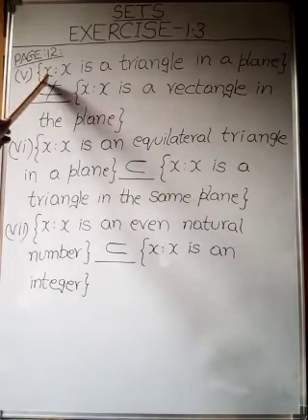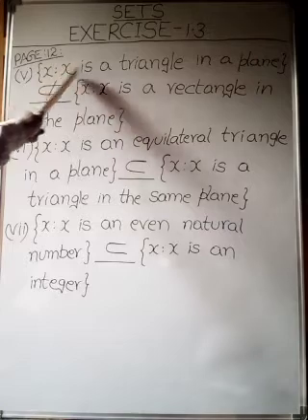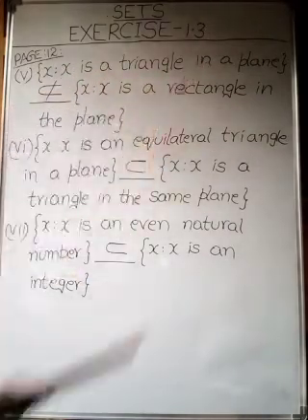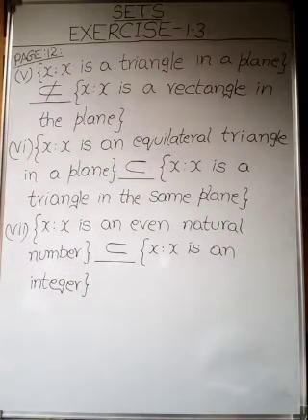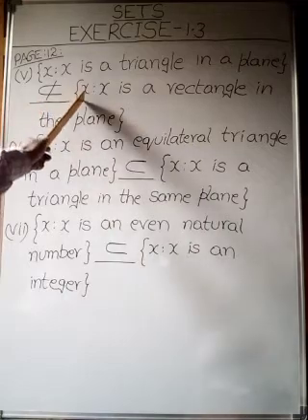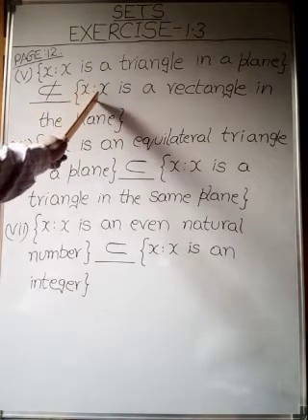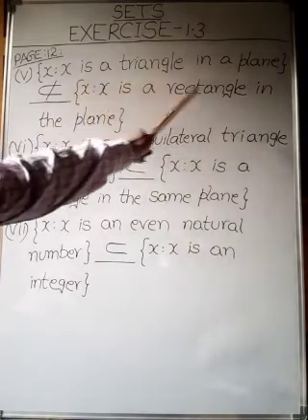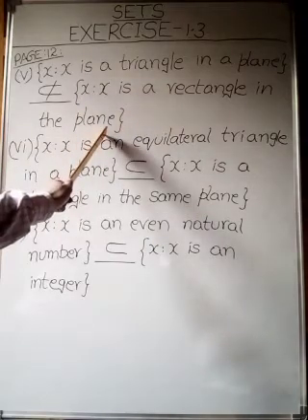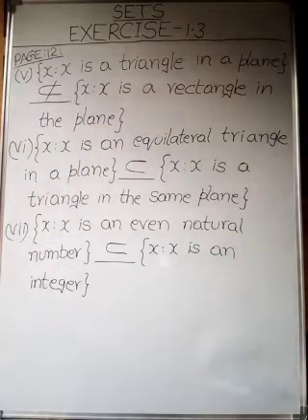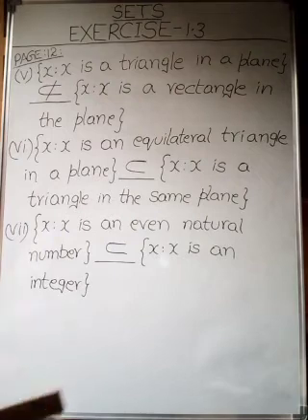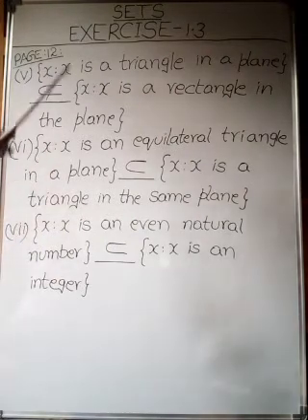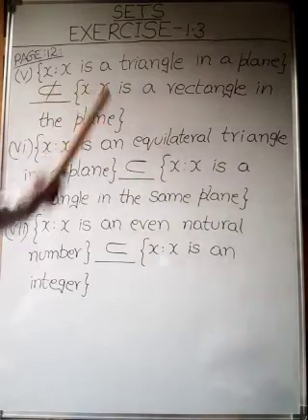Set of all x such that x is a triangle in a plane. This is the first set. And set of all x such that x is a rectangle in the plane. This is the second set. Is the first set a subset of the second set? No, it is not a subset of the second set.